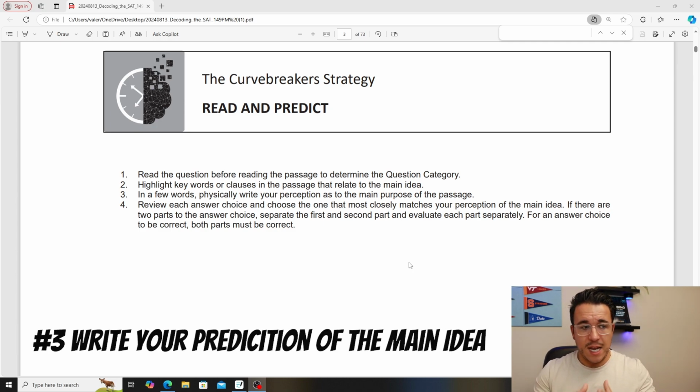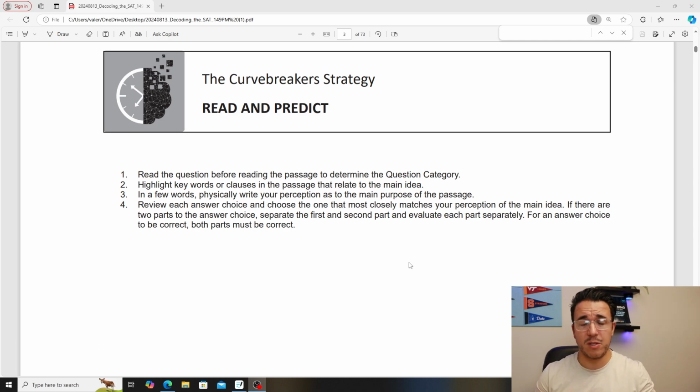Number three, in a few words, physically write your perception of the main purpose, your prediction as to what that main purpose or main idea is. You can use the annotating tool in the digital SAT. You could also just keep it in mind. I would recommend that you write it down. This was a lot easier on paper, but with the digital SAT, we have to use the tools that are available to us, so that annotation feature can be huge here. I know it takes a little bit of time, but if it makes you get these harder questions right, that's a huge benefit.